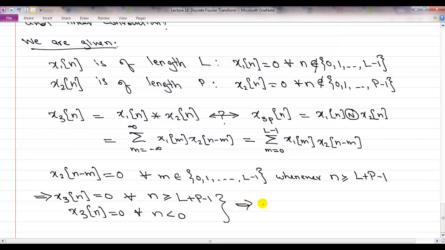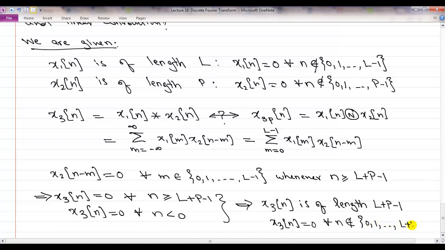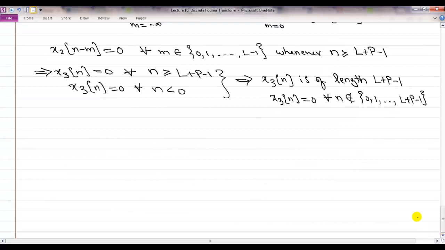So this means that x3 of n is of length L plus p minus 1. Okay? x3 of n is 0 for all n not in 0, 1 up to L plus p minus 1. So this is a critical thing that we need to keep in mind, and we'll come back to it now.